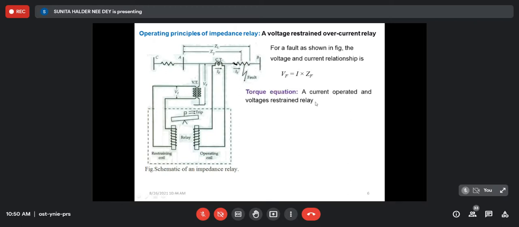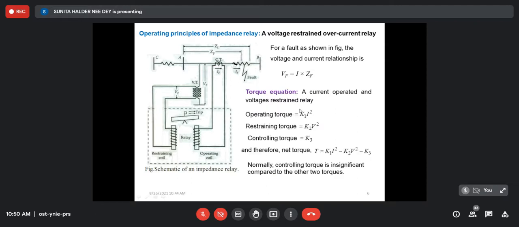What is the torque equation for a current operated voltage restrained relay? Operating torque will obviously be current square. Why? Because it is nothing but the overcurrent relay. Restraining torque is K2V square, because it is again an overcurrent relay system, but proportional to voltage, right? There is controlling torque also, provided by the spring. Then net torque is obviously operating torque minus restraining torque minus controlling torque. Generally, we neglect controlling torque when it is on the verge of operation, because it is very small as compared to K2V square. So in that case, T will be K1I square minus K2V square.